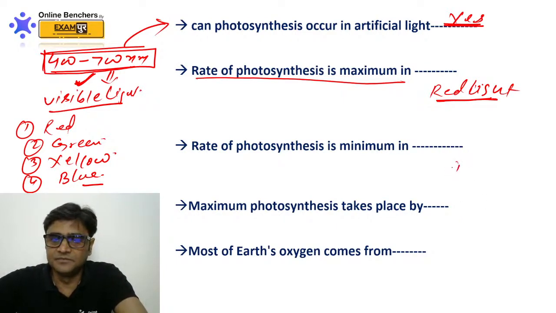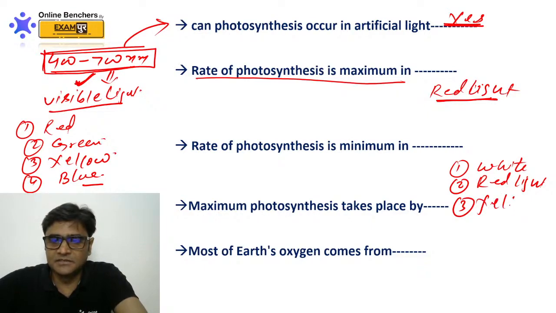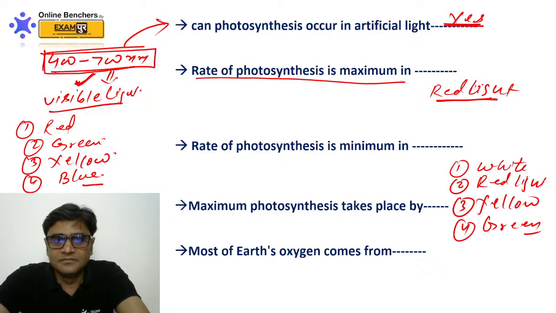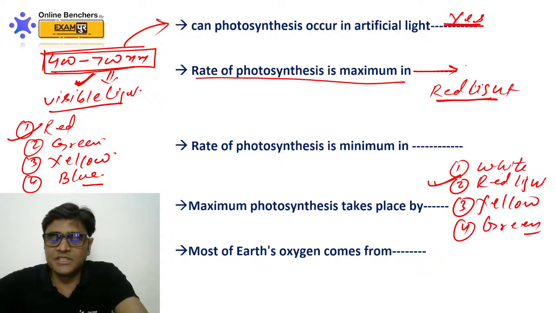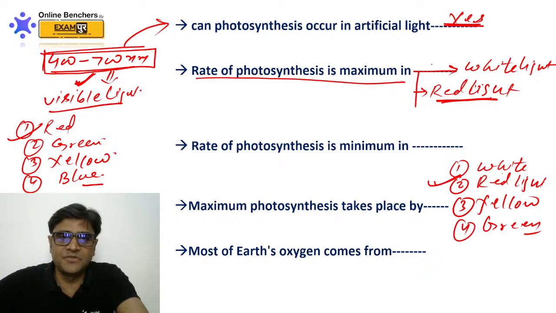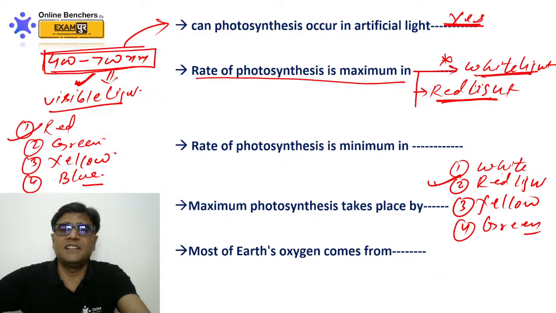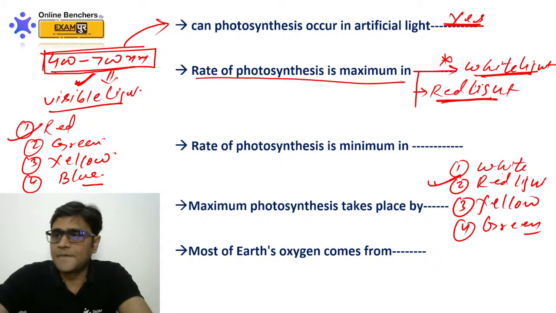But suppose in options we have white light, red light, yellow light, and green light. Which one should be the right option? Rate of photosynthesis is maximum in red light, no doubt. But if white light is also in the options, the right option should be white light. If the question is rate of photosynthesis is maximum in, your answer should be white light. If white light is not in the options, your answer should be red light. If both are in options, we give priority to white light. Why? Because white light is a mixture of 7 colors. Is it clear or not?